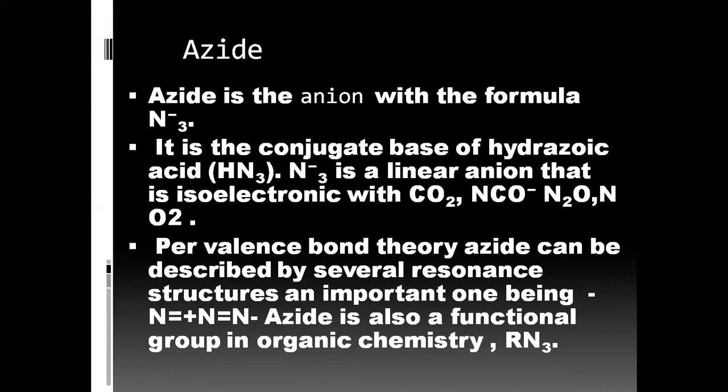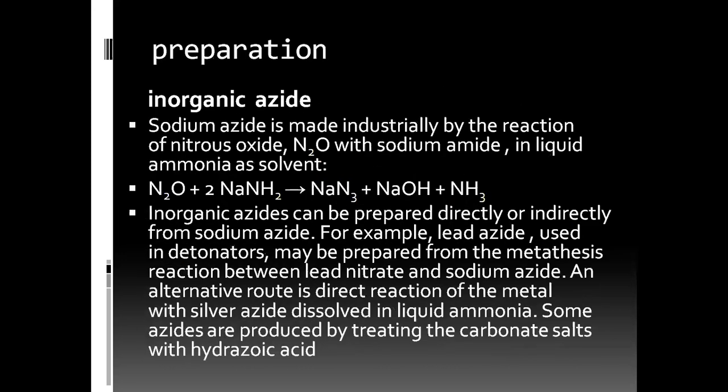What is azide? Azide is an ion with the formula N3 minus. It is the conjugate base of hydrazoic acid. The azide ion is a linear anion that is isoelectronic with carbon dioxide, cyanate, nitrous oxide, and nitrogen dioxide. In valence bond theory, azide can be described by several resonance structures. Azide is also a functional group in organic chemistry, N3.